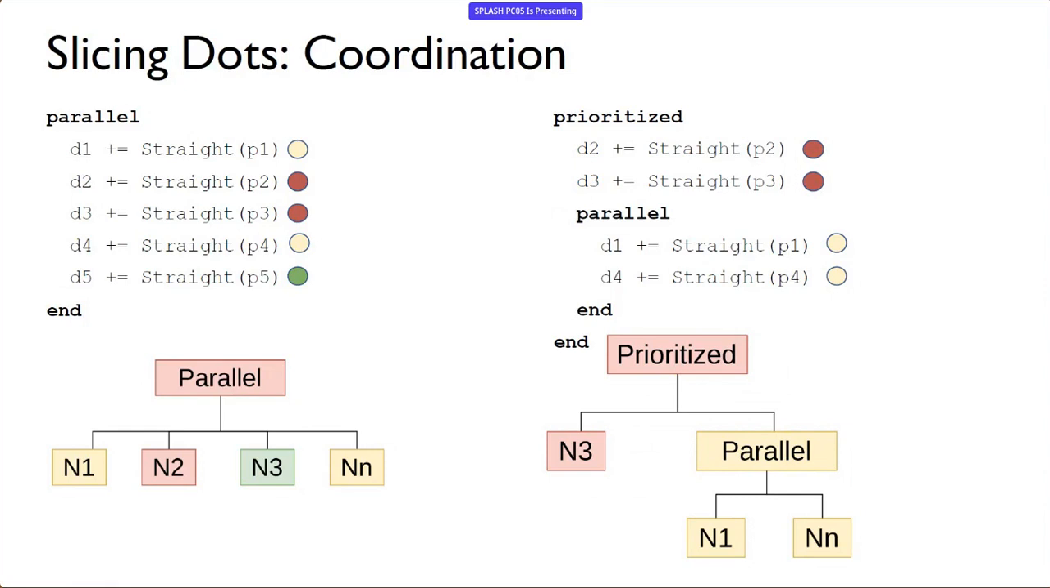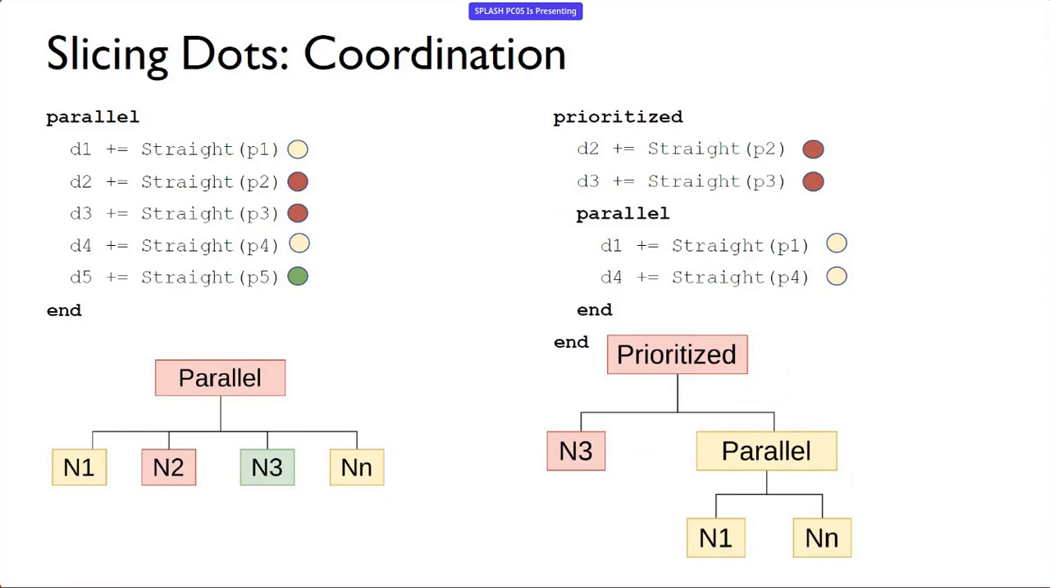The prioritized statement is another type of coordination similar to parallel, but it's going to execute in order starting from the first statement. So the prioritized statement is going to make sure that D2 going to P2 is executed first, then D3 going to P3 is executed second. That is how the prioritized statement works.